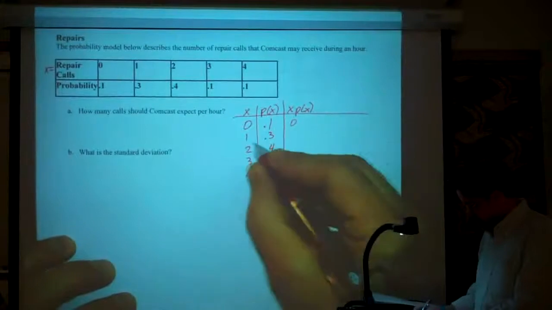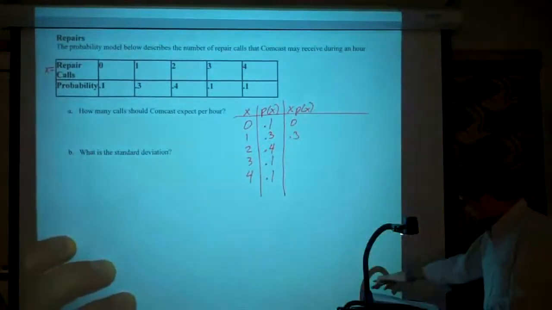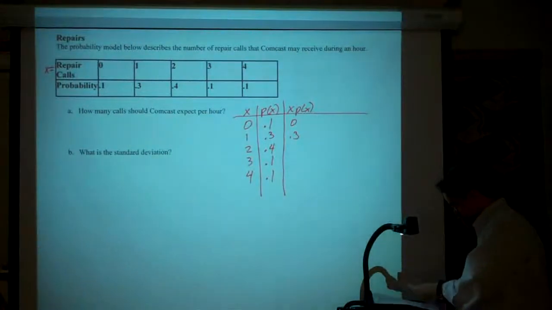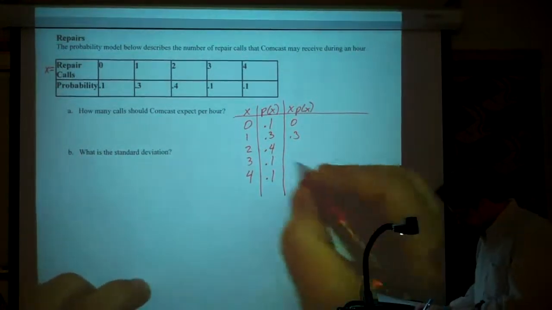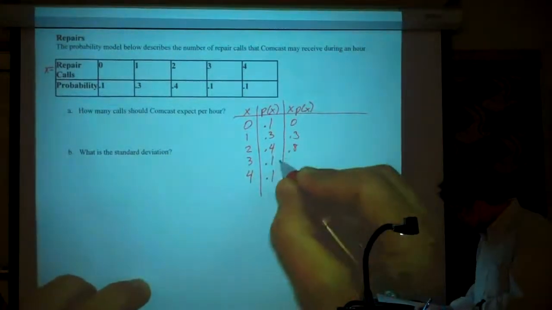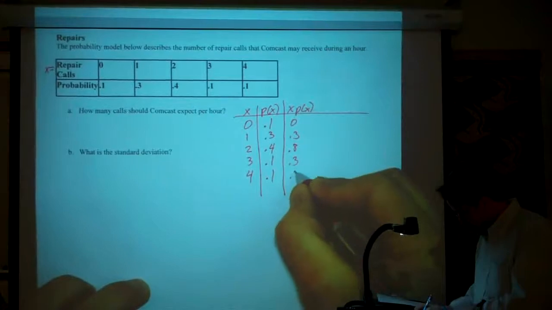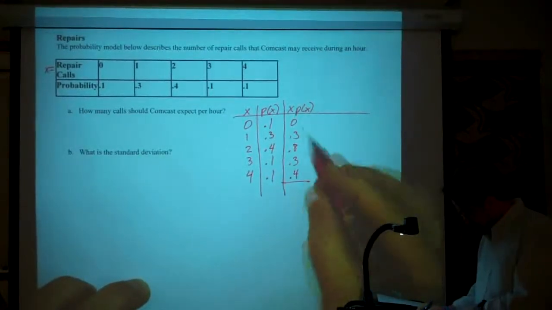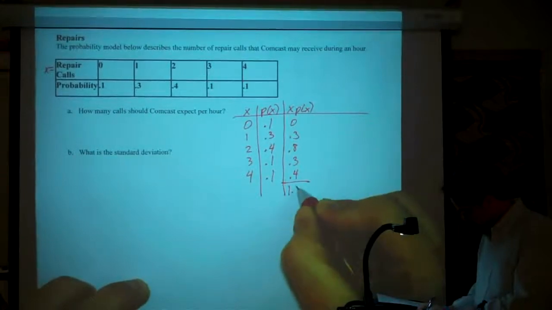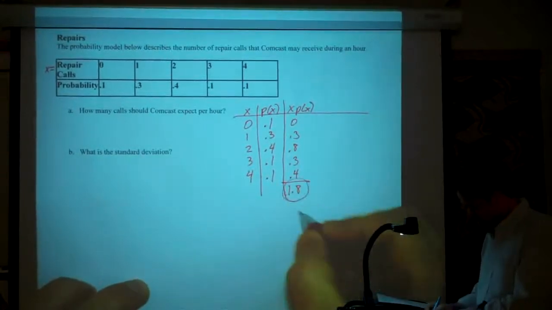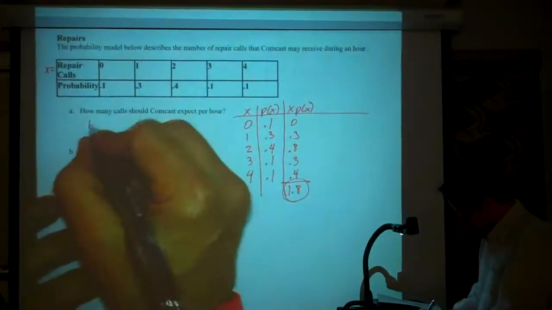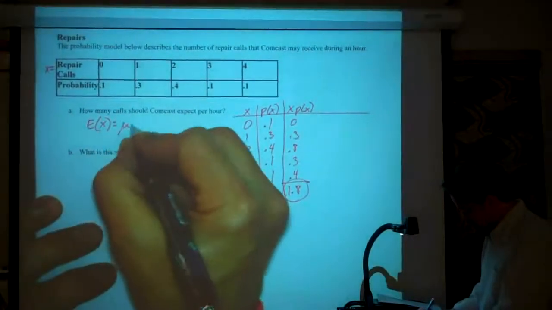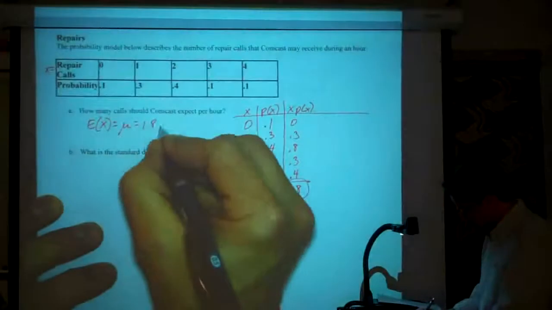0 times anything is 0. 1 times 0.3 is 0.3. 2 times 0.4 is 0.8. 3 times 0.1 is 0.3. 4 times 0.1 is 0.4. And when I add all these up, that comes out to 1.8. Okay? That is the number of calls that Comcast should expect per hour. So I would call this the expected value of X, or I can also call it mu, and that is 1.8 calls.